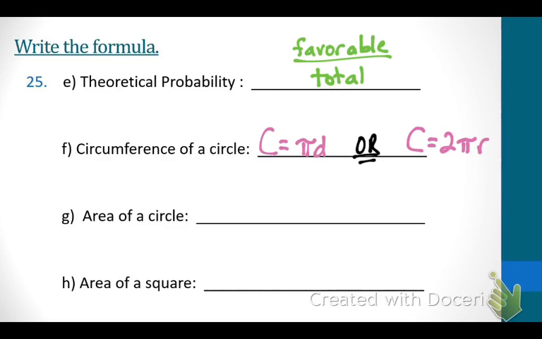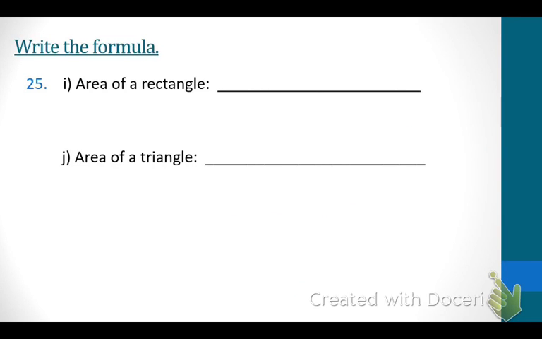All right, the next one, area of a circle. A equals pi times r squared. What does that r stand for? The radius. Good job. How about the area of a square formula? A equals s squared. All right, 2 more formulas, guys. What's the area of a rectangle? Length times the width. And then finally, the area of a triangle. Okay, what does the B and the H stand for? The base and the height.